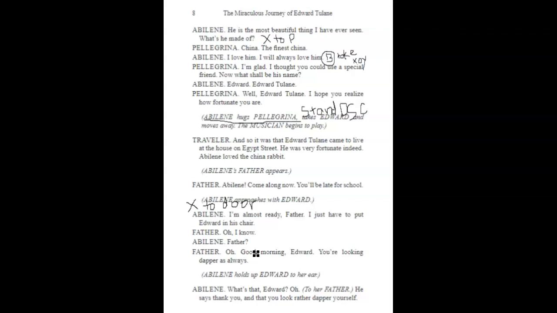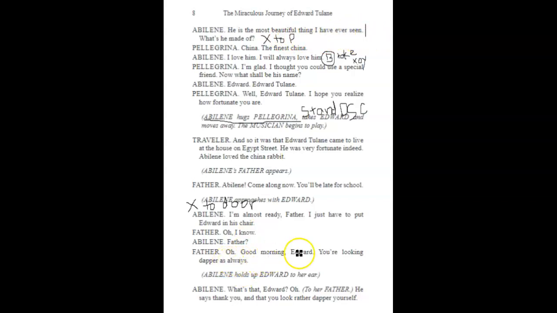Now, it's a little more important that you know exactly when they're moving for each time. So you would do a line where you want it. So, he's the most beautiful thing I've ever seen. And then Abilene crosses. What's he made of? You would want to draw a line here, draw a line here, and then you would link that over to this line. So let's do that down here.